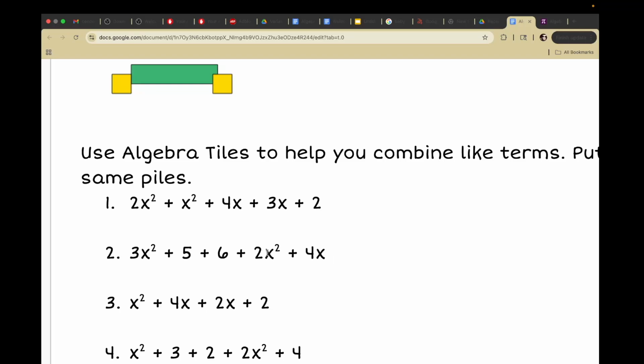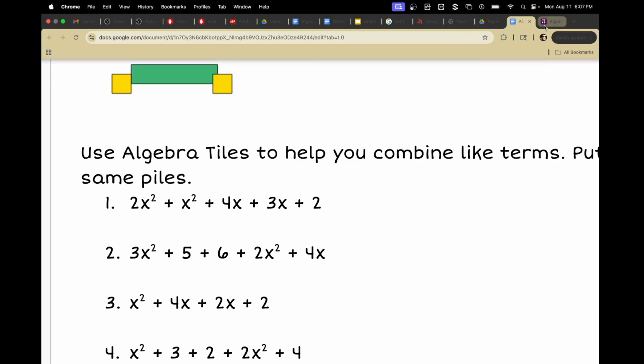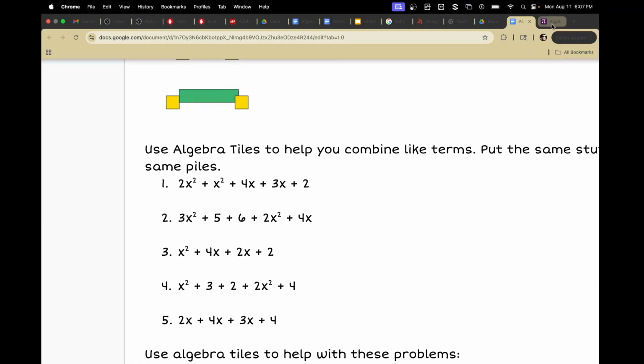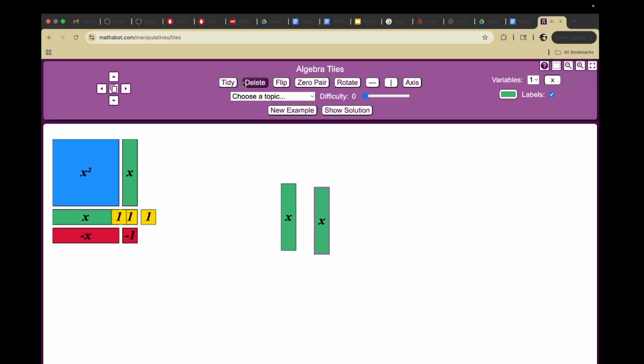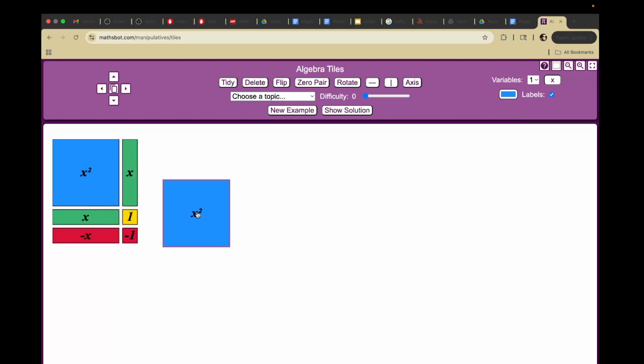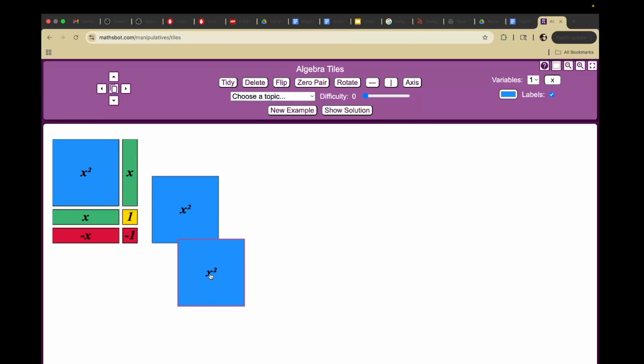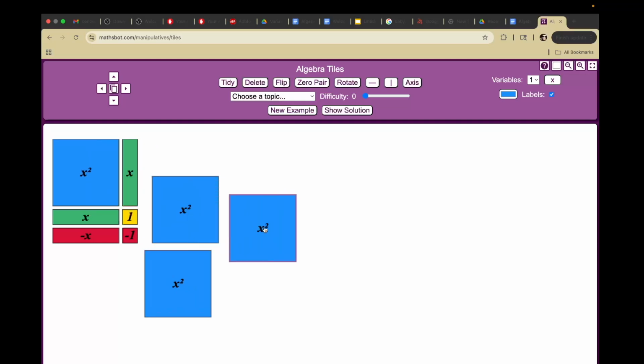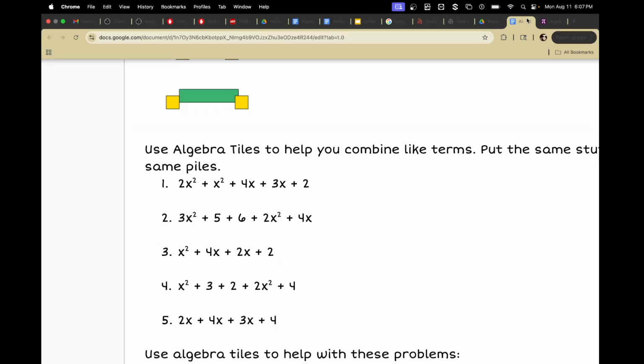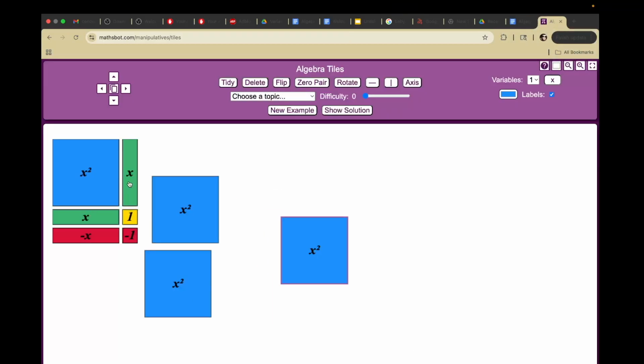Other things like this problem, I'll show you how to do combining like terms. So in this problem, you basically are going to copy what's here. So 2x squared, I'm going to put 2x squared. And then I think it's a plus x, I'll put an x there. And then, okay, I'm going to make this problem.